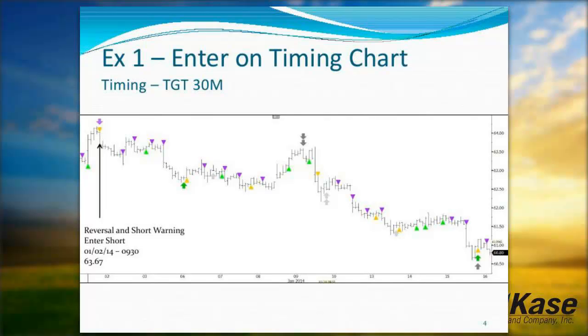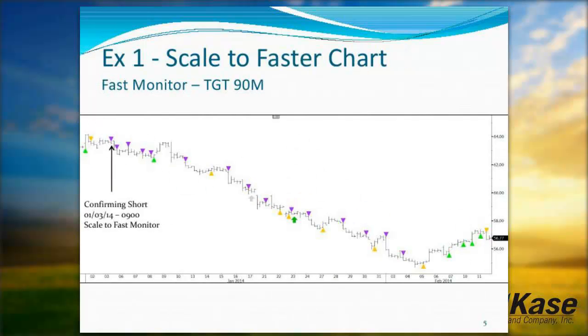So once we get short, and you don't see the stops here, I don't have the double-sided stops on at this point just because they clutter up the screen, but we would hold our stop at the second level and we would ride this move down. But at the same time that we're doing that, we're going to be monitoring our 90-minute chart to see whether or not we get an entry signal there.